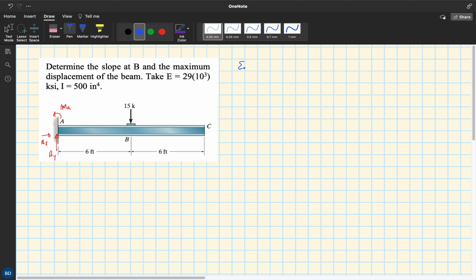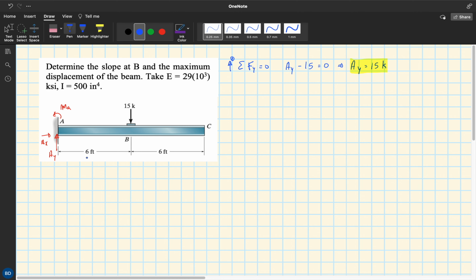Okay, so in order to find all three reactions here, it's pretty simple. We do the summation of the forces in the Y equal to 0. Going up is going to be positive, and for this case here we only have two forces, so we have AY minus 15 kips, and this is equal to 0, which is going to lead us to AY equal to 15 kips. So we have the first reaction.